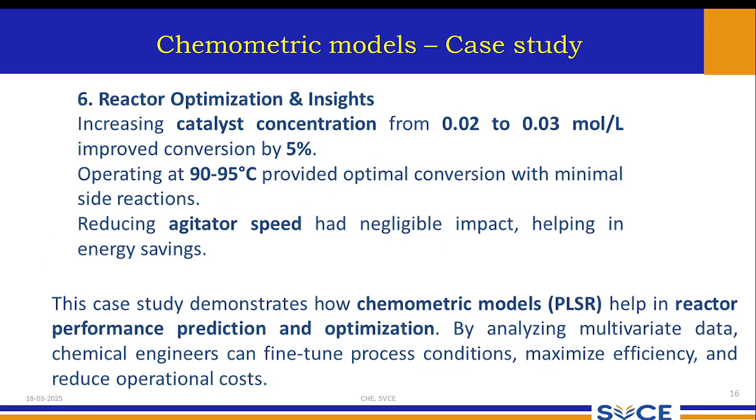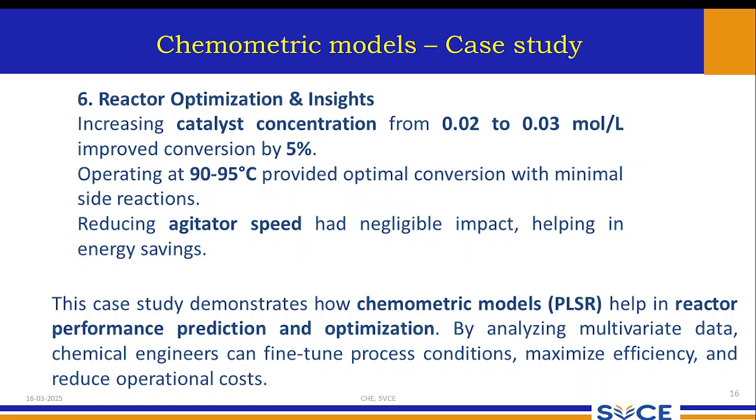And coming to the sixth case, the reactor optimization and insight. The catalyst concentration varies from 0.02 to 0.03, and that improved conversion by 5%. Operating at 90 to 95 degrees Celsius provided optimal conversion with minimal side reaction. Sometimes the reaction will not proceed well when the temperature is high; it will give you a parallel reaction, or it may give you unwanted byproduct reaction. Okay, so that you need to keep in mind. Reducing the agitator speed had negligible impact, helping in energy saving.